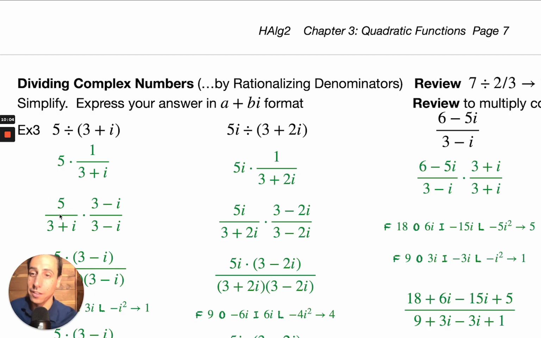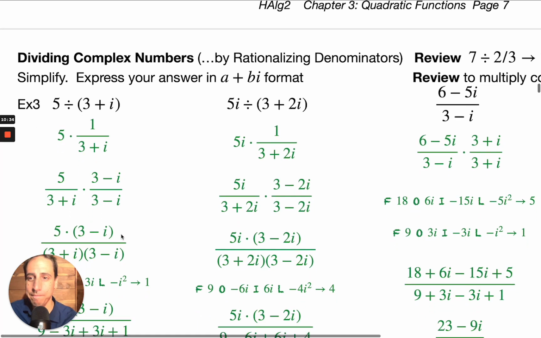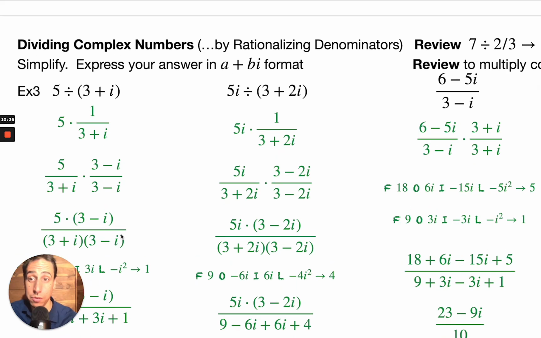This is technically like the finished version, but it's not in a plus bi format. So in order to get the i out of the denominator, that's really what it means by rationalizing the denominator, getting the i out so that you can express it in a more usable format. What we really have to do is multiply it by a form of the number 1. Now, I'm not going to tell you just yet exactly how I knew to multiply by 3 minus i. But let me just show you what happens when you do first.